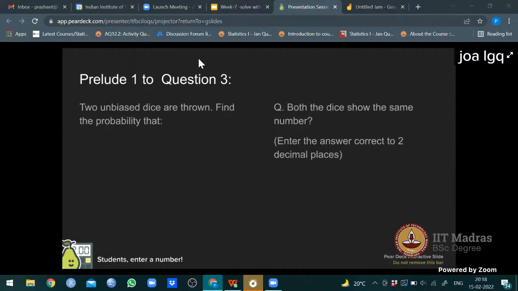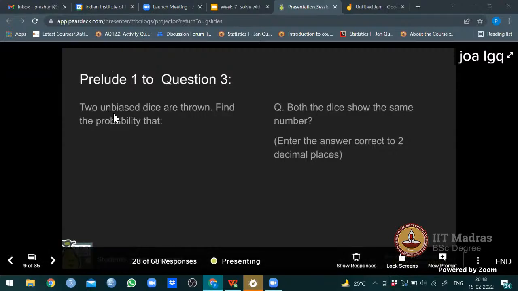Sorry, this is a die, right? Yes, this is a die. I'm taking the example of a coin actually. Fine, okay. I think there is some background noise.